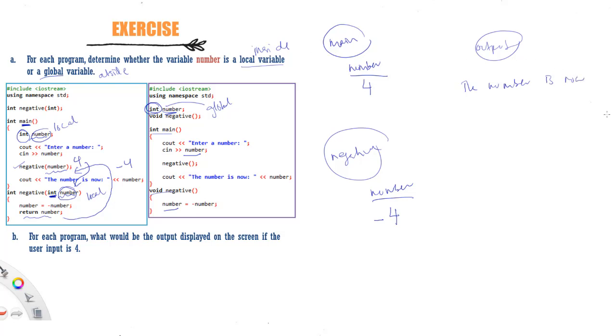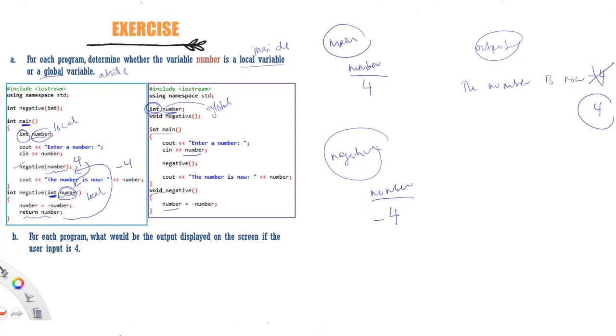Now, what would be the value displayed here? Do you think it is negative 4 or is it 4? The answer is 4. Why do we say that? Why is the answer not negative 4? The output would be: the number is now 4.